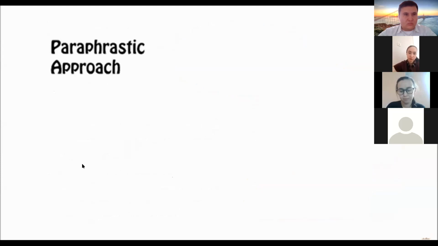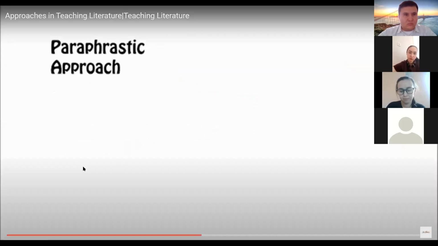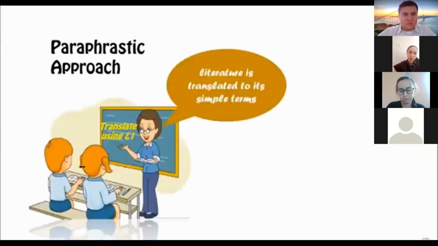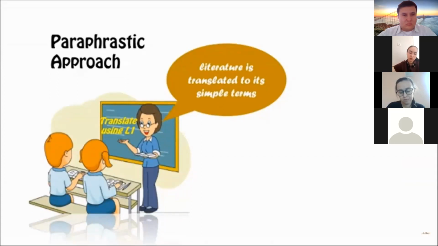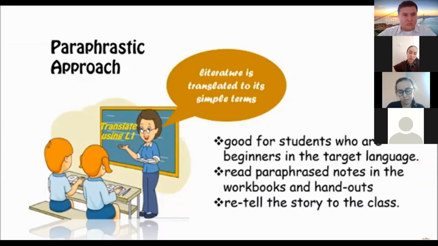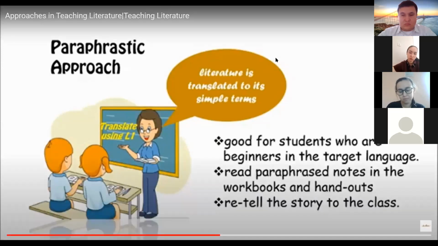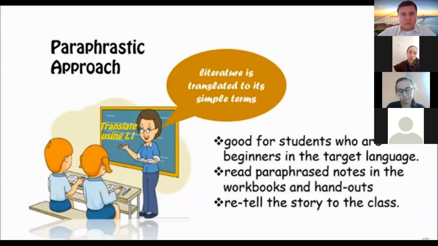The paraphrastic approach or translation approach. Using the paraphrastic approach, the teacher retells the text to students to help them understand. He uses simple themes to explain what the story is about to students and discusses what the author says in the text using the students' first language or L1. This approach is good for students who are beginners in the target language. The students may be asked to read paraphrased notes in the workbooks and handouts and retell the story to the class.